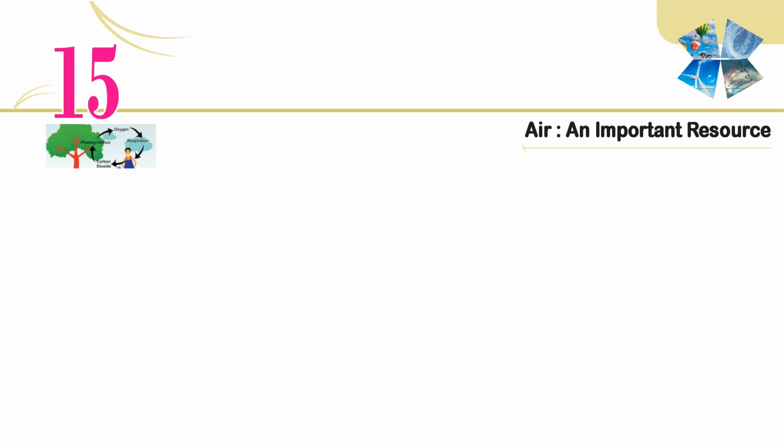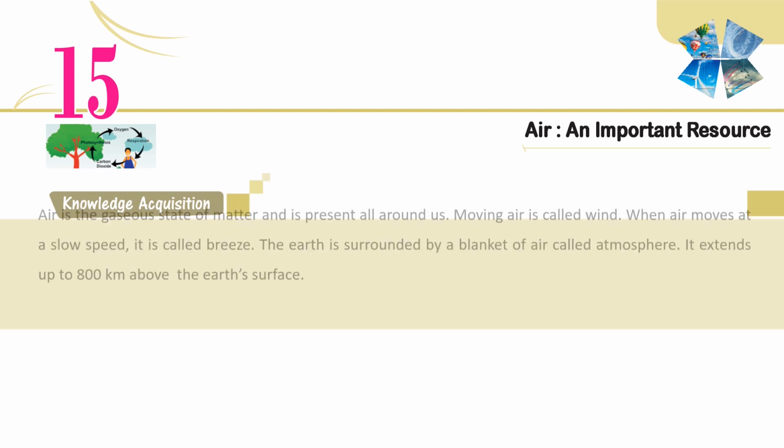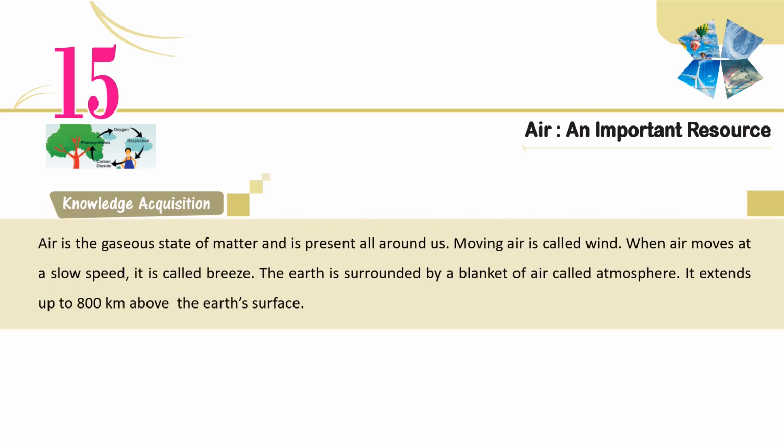Chapter 15. Air, an important resource. Knowledge acquisition. Air is the gaseous state of matter and is present all around us. Moving air is called wind. When air moves at a slow speed, it is called breeze. The earth is surrounded by a blanket of air called atmosphere. It extends up to 800 kilometers above the earth's surface.